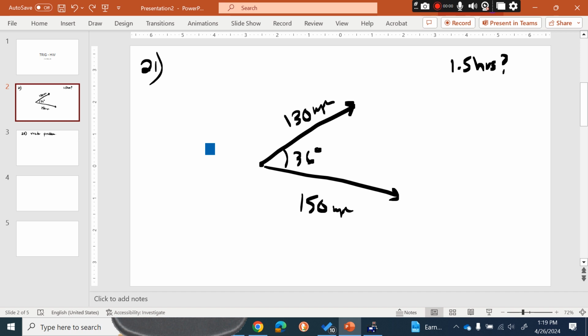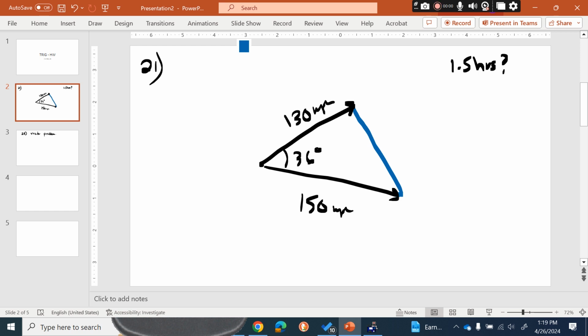This is two airplanes, one flying 130 miles per hour and another one flying 150 miles per hour. Let me check that, make sure I got the numbers right. And there's a 36-degree angle between them. Yeah, 150, okay. And so we want to know what is the distance between them. So I got this guy. That's what we're trying to find out.